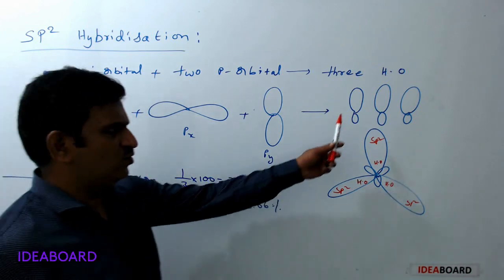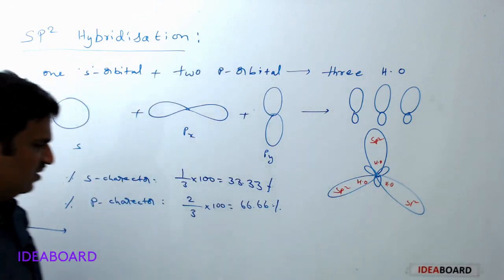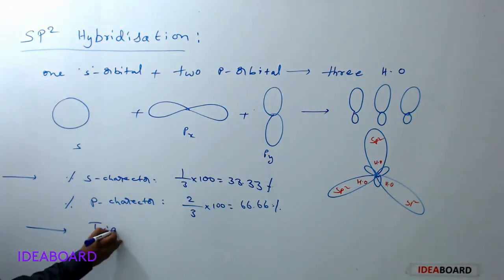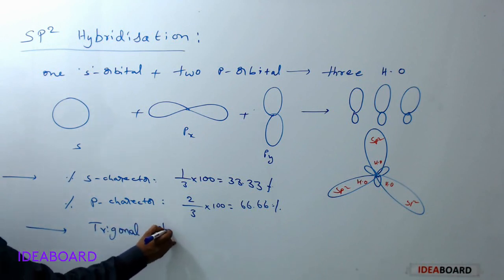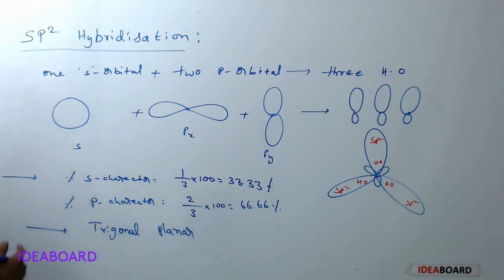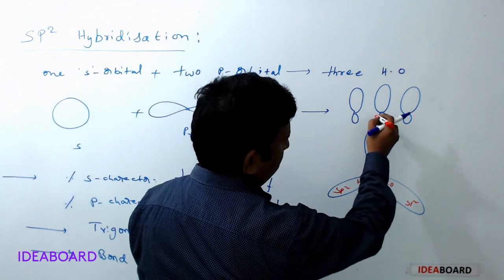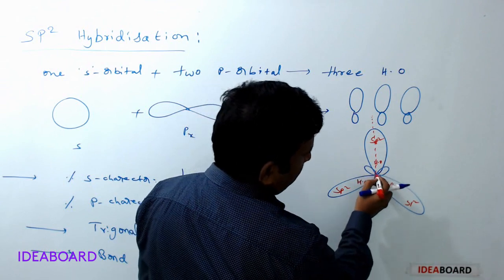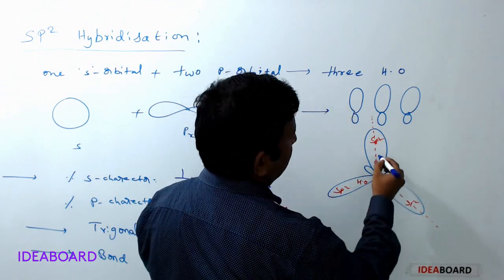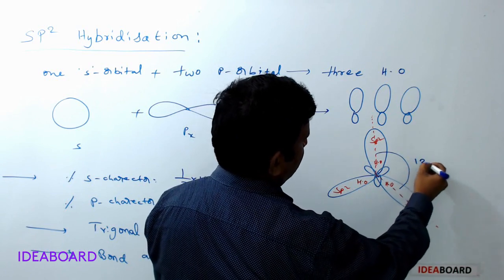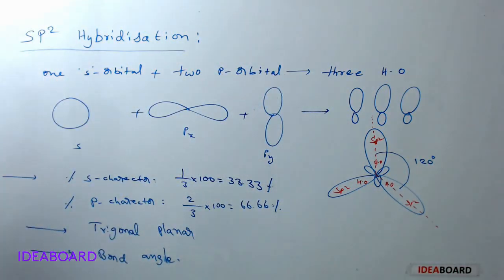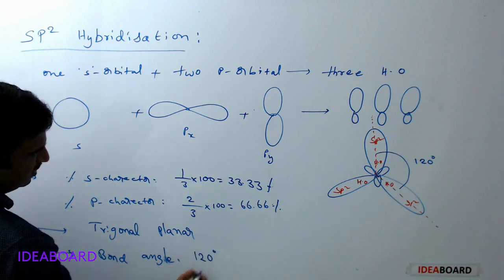All the sp2 hybrid orbitals are arranged in a trigonal planar shape. This is a trigonal planar shape, or triangular planar shape. And what is the bond angle possible between two hybrid orbitals? Suppose this is one hybrid orbital and this is the second hybrid orbital, the angle possible between two hybrid orbitals is 120 degrees. So the bond angle is 120 degrees.